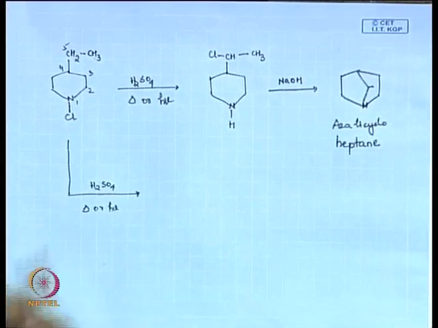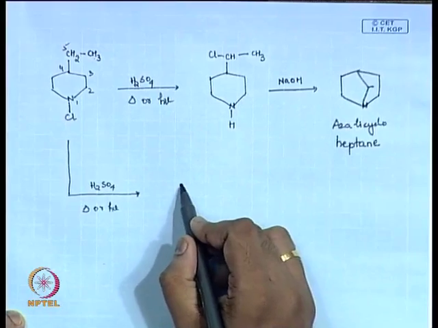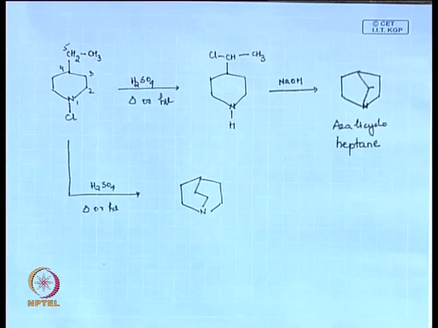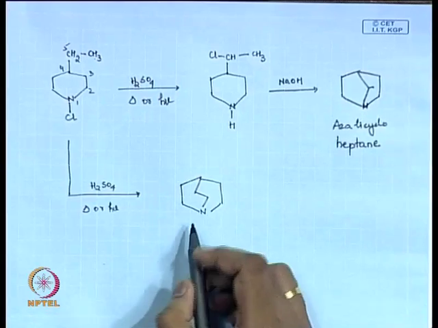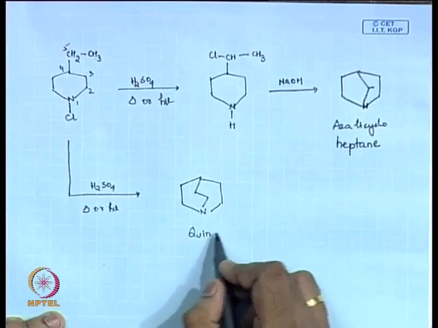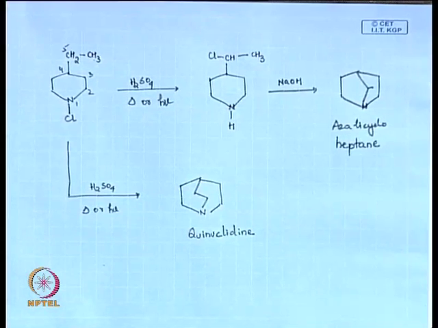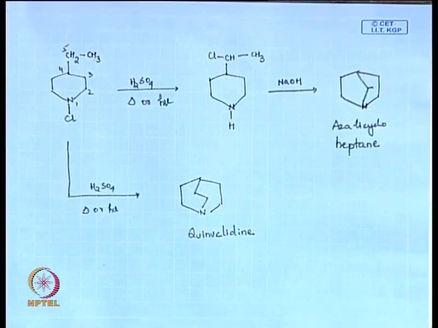Can you write the product after sodium hydroxide? What is that compound called? It is a very nice compound named octane. Get this, what is this? Very good, quinuclidine. That is why I say this type of reactions are very important, and they are being used a lot. Because you end up with nice products, you can make azabicycloheptane, you can make quinuclidine.